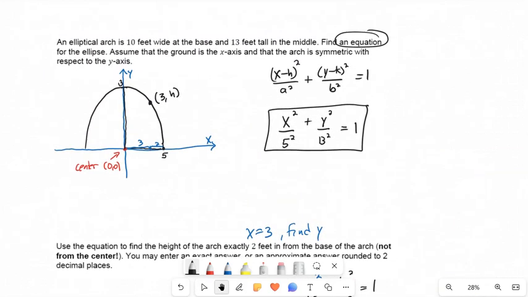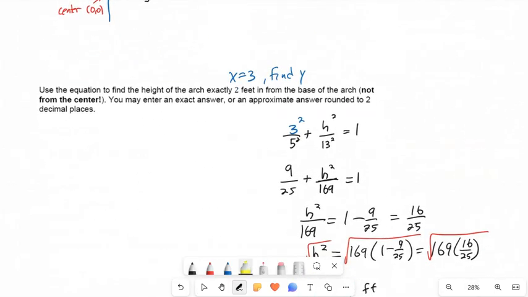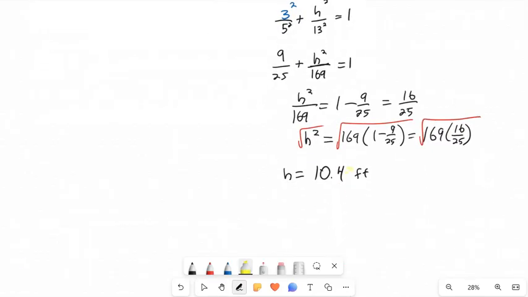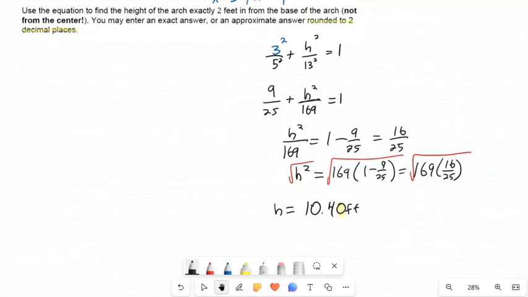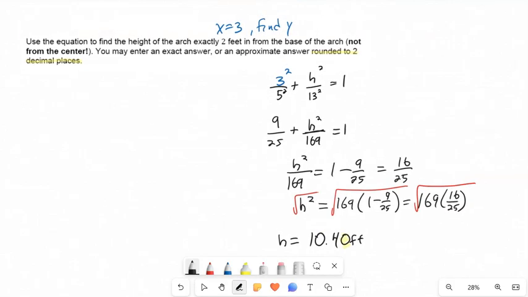And that came out exactly 10.4. There was no rounding. However, with the instructions to round to 2 decimal places, we should have 2 decimal places. The best answer would be 10.40 feet for the requested 2 decimal place precision.